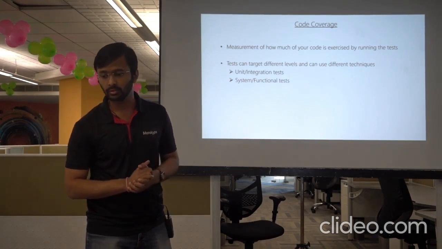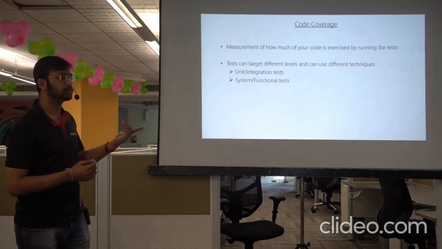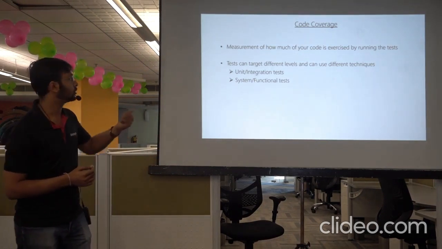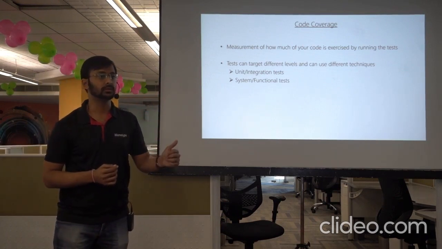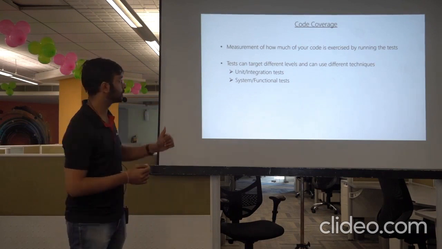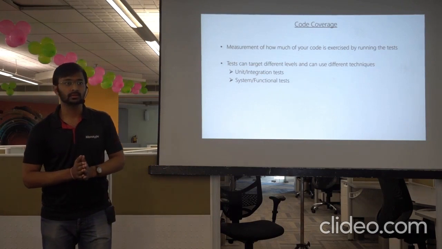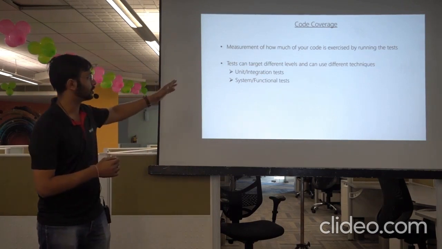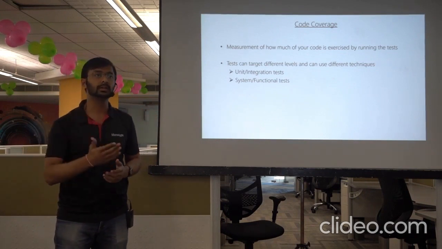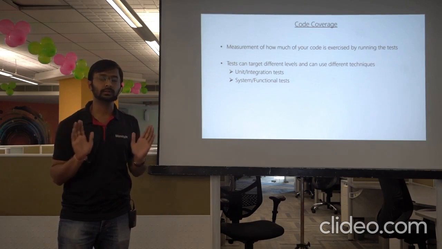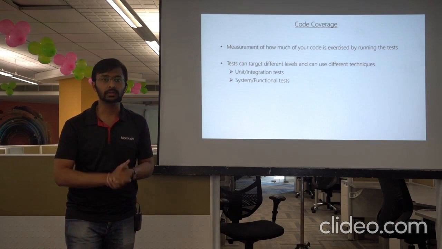Tests can target different levels. They can be unit or integration tests, which I would call white box tests. Would that be fine? And the system and functional tests I would call black box tests. For this session, we are not focusing on unit and integration tests, but on functional tests. When you consider your entire system as a black box, how can you obtain code coverage at a functional level?